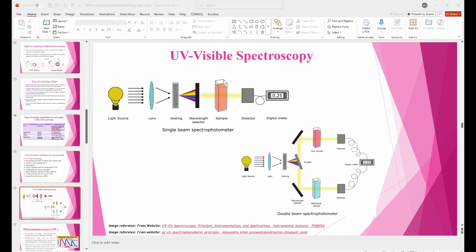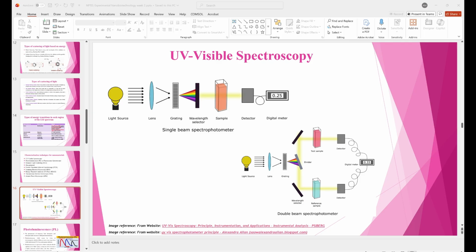So there are two modes of UV visible spectroscopy if anybody has used. One is the transmission mode, the other is the absorbance mode. UV visible spectroscopy always measures in the transmission mode. So the light that is passing through your sample, it measures how much light is transmitted. It doesn't measure how much light is absorbed.